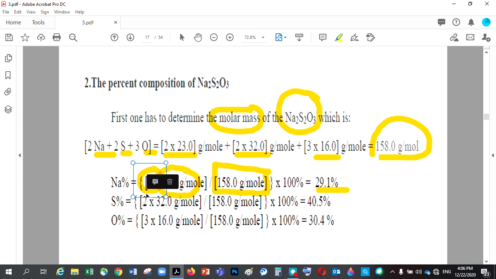Sulfur is the same thing. I have 2 sulfurs here, and then multiplied by the atomic mass of sulfur, divided by the whole molar mass of the molecule. Here, oxygen, I have 3, and then the atomic mass of oxygen is 16.0, and then I take this one here, divide the whole thing by the molar mass of the whole molecule, multiply by 100, I get this. So if you add all these 3, it should add up to 100%.